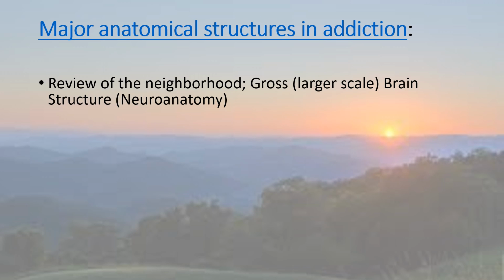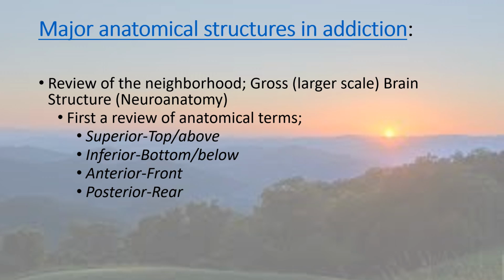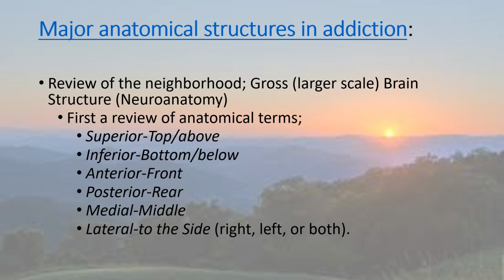Just to give you a review of the neighborhood on a gross or large scale of the brain structure, which by definition is neuroanatomy, here is a review of the anatomical terms we're talking about. Superior means toward the top or above. Inferior, toward the bottom or below. Anterior would be to the front. Posterior would be toward the rear. Medial, the middle. And then you've got lateral, to the sides. There's right, left, or bilateral, which would be both sides.